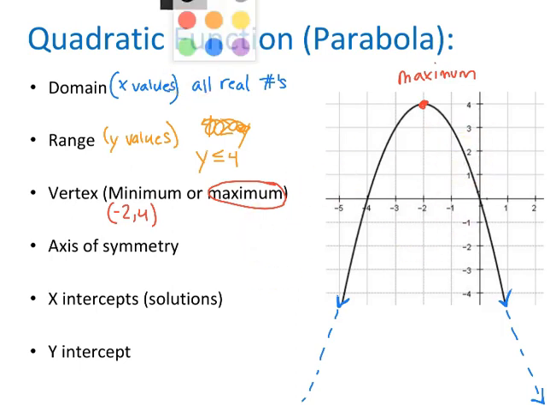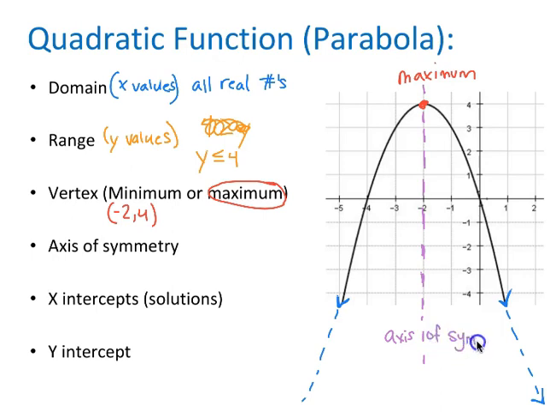Then another thing we haven't talked about yet is the axis of symmetry. And the axis of symmetry is, let's do that in purple. If we were to draw an invisible line that cuts it in half, like if we were able to fold a piece of paper and one side of the parabola would fold onto the other side, that is the axis of symmetry. So the axis of symmetry is right here in purple.